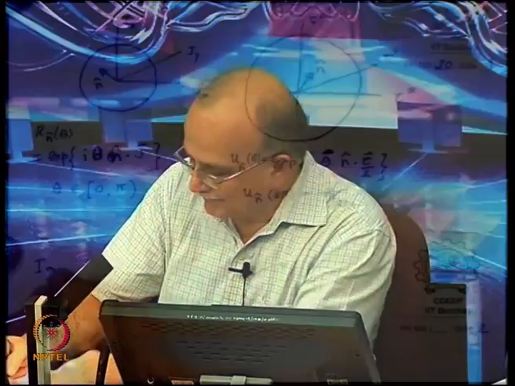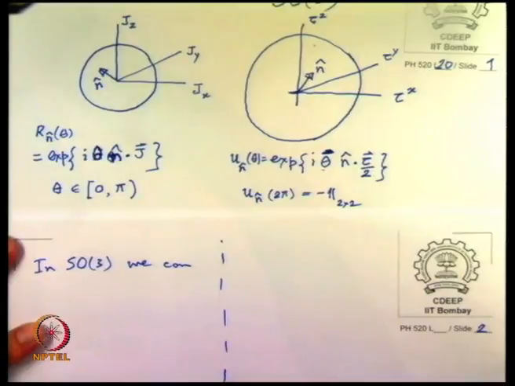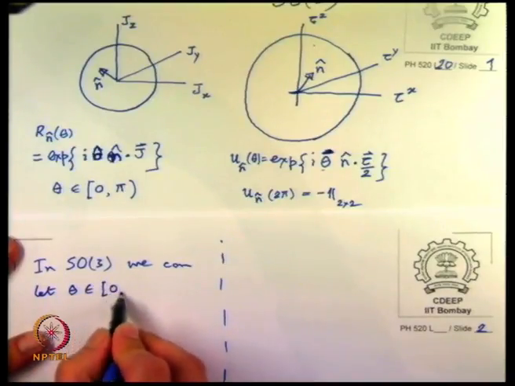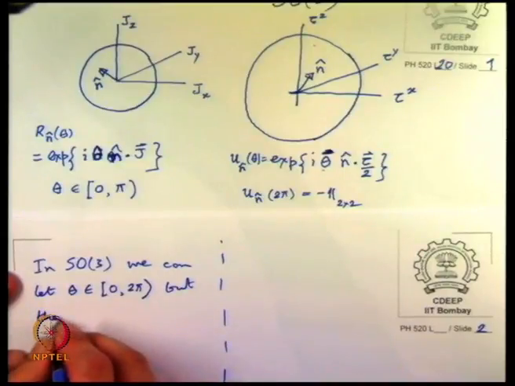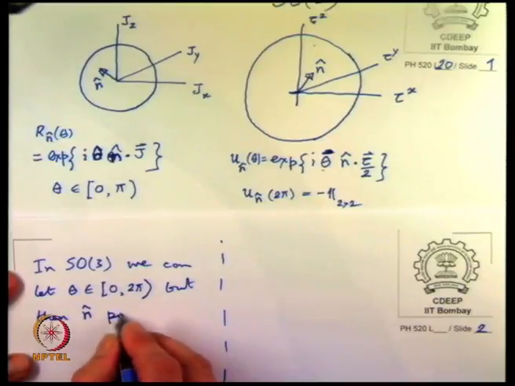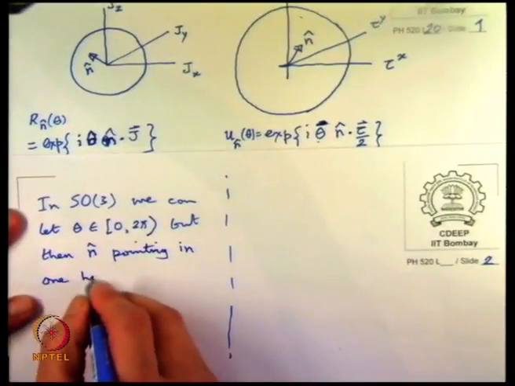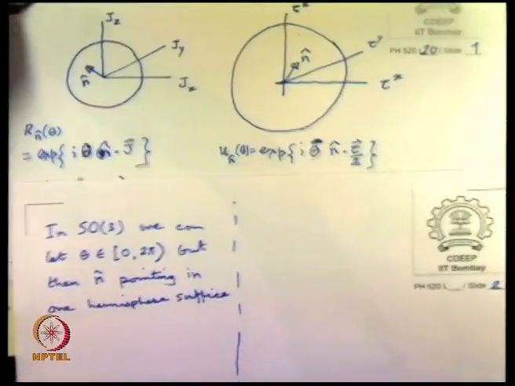So now we are coming to the topology part of it, which is that, in SO3 at theta equal to pi, I will just leave this side for SU2 statements. We can let theta go from 0 to 2 pi, but then n cap pointing in only half of the hemisphere is required. In one hemisphere suffices. Right? This is an important statement.